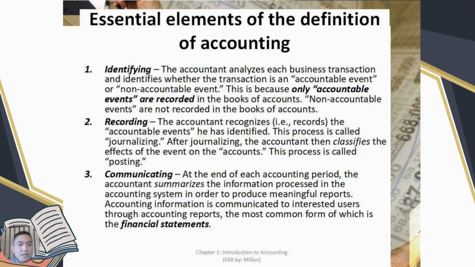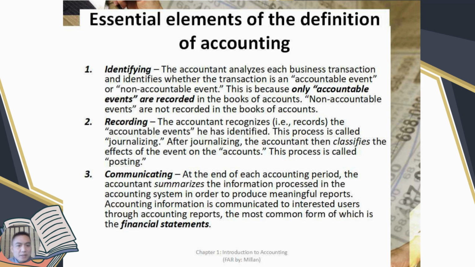Number one, identifying. The accountant analyzes each business transaction and identifies whether the transaction is an accountable event or non-accountable event. This is because only accountable events are recorded in the books of accounts. Non-accountable events are not recorded. So if the transaction is a personal transaction, then you should not record that in the books of accounts of the business. You only need to record the transactions which can affect the assets, liabilities, and other accounts of the business.